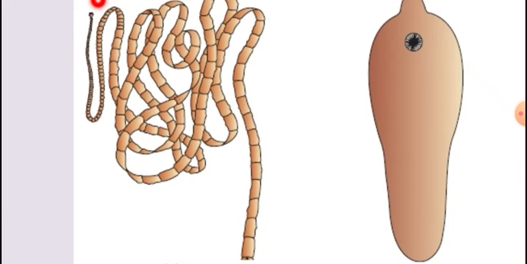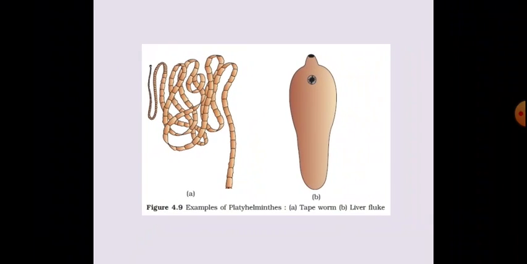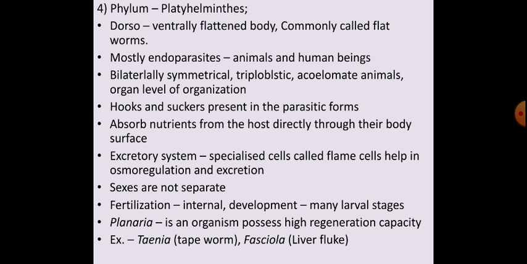See, hooks and suckers are present. Why are these hooks and suckers present? Using hooks, they cling to the intestine of your body. They are endoparasites, which means they live inside the body, especially in the intestine.